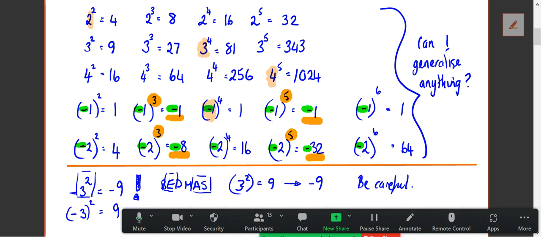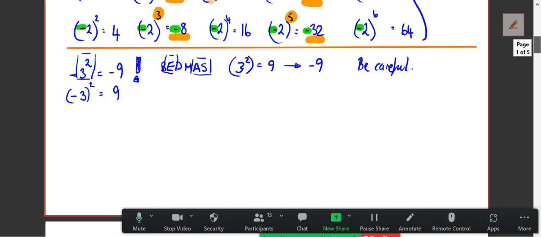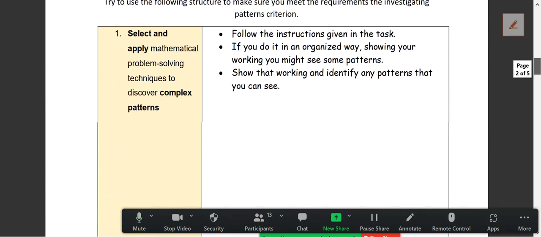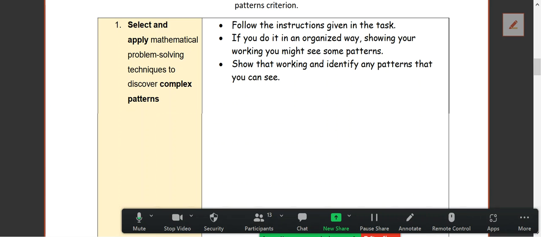Okay, so we've spotted a couple of things. There's not going to be much to spot. It's a pretty simple task, this. But what we're doing is we're looking at our criterion B components. So let's go back to this sheet here. It says follow the instructions. You might see some patterns. Show that working, identify any patterns.